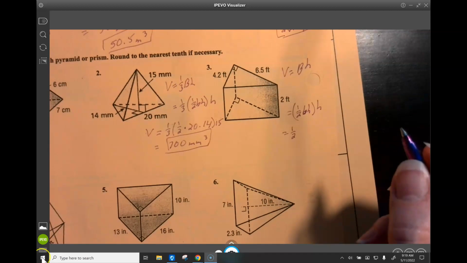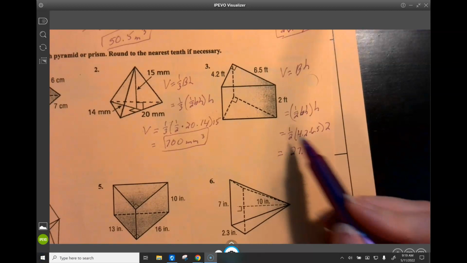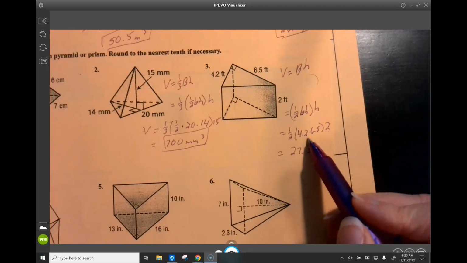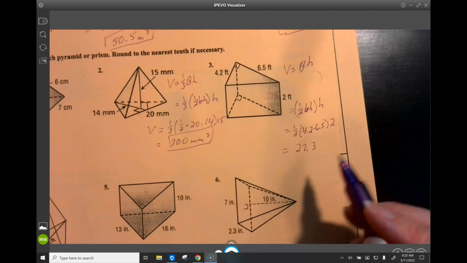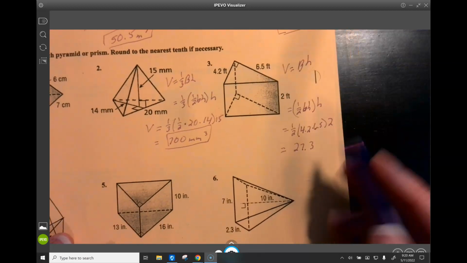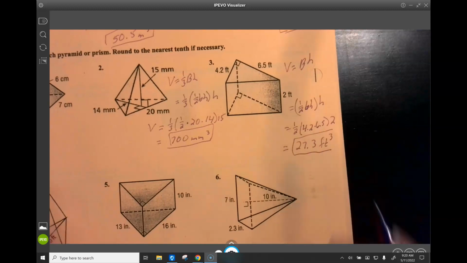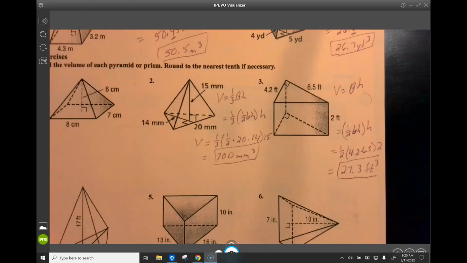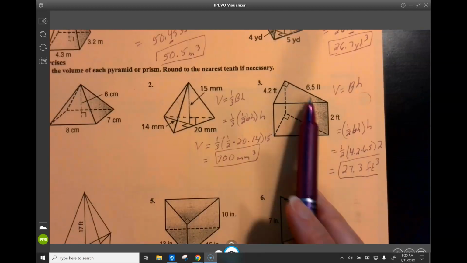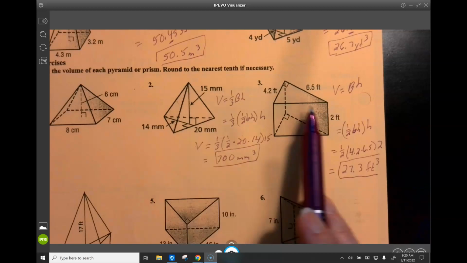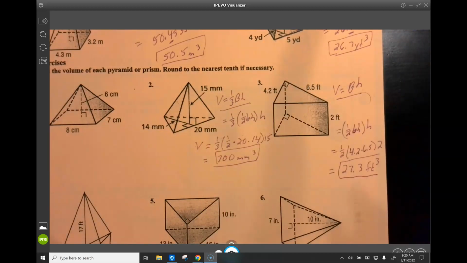Go. So on this one, you might have noticed that 1/2 and 2 cancel each other out. So all I actually had to do was multiply these two. Be aware of those. It just speeds it up a little bit. Anyway, however you did it, you're going to come up with 27.3 feet cubed. Good. Hopefully you understand volume. Make sure you're watching: is it a pyramid? Is it a prism? Two different bases. Pay attention to that.